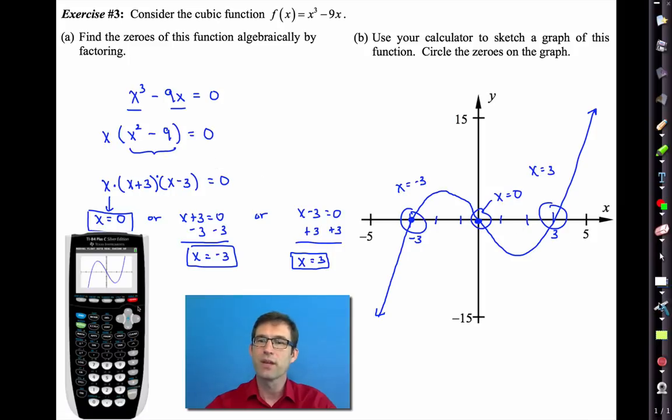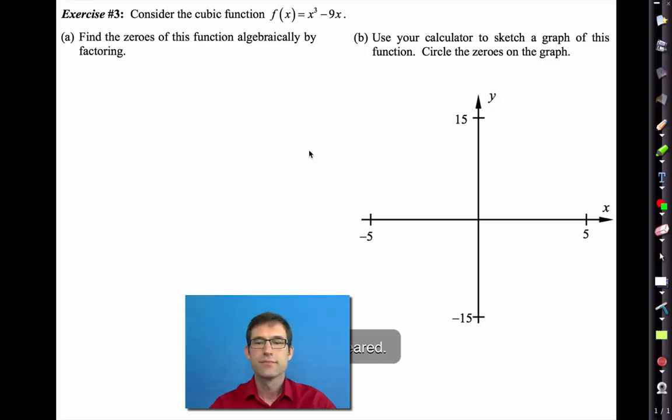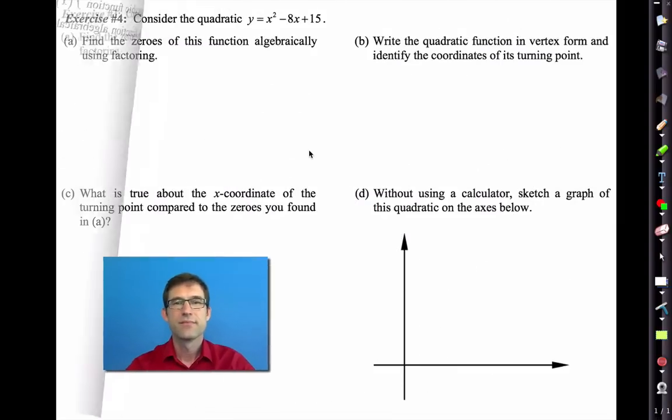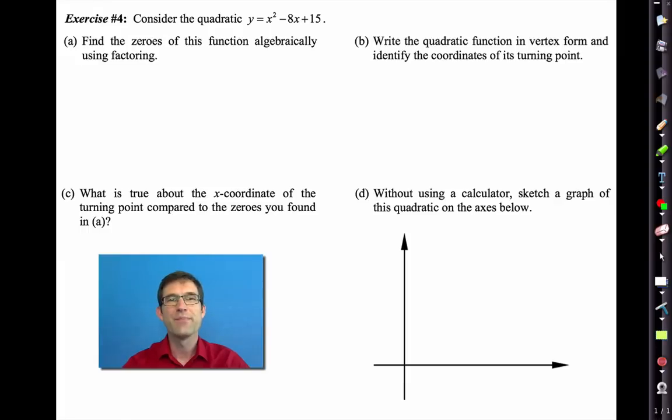All right, here it goes. Cubics are cool. All right. In the next problem, what I'd like to do is actually try to tie together the zeros of a quadratic with its turning point, because there's kind of a neat relationship between the vertex of a parabola, the turning point, and its zeros. So letter A says find the zeros of this function algebraically using factoring. So pause the video and do that pretty quickly. It should be pretty easy at this point.